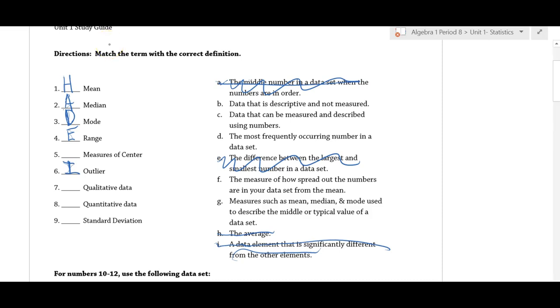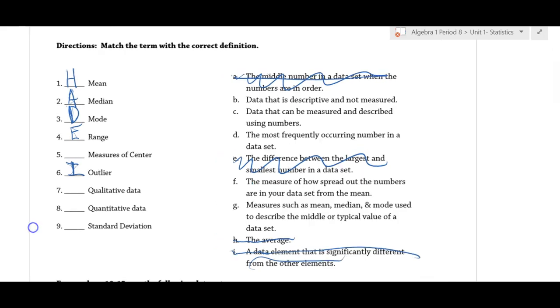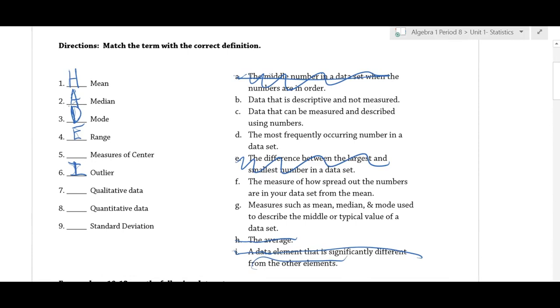All right, number 5 here. So measures of center. We're going to save that one for the end. I want to do qualitative versus quantitative first. So quantitative data, we could find the average. It's a lot of numbers. We can add, divide. And again, we're using numbers to talk about it. So if I'm looking here, choice B says data that is descriptive and not measured. Well, numbers I can measure. So if I look to C, data that can be measured and described using numbers. So that's the definition of our quantitative data. So for number 8 there, that's going to be choice C.